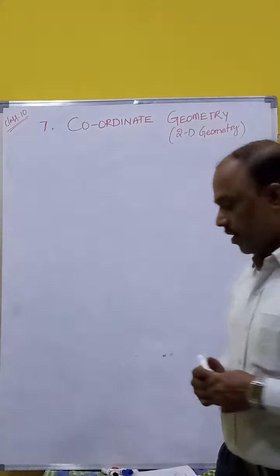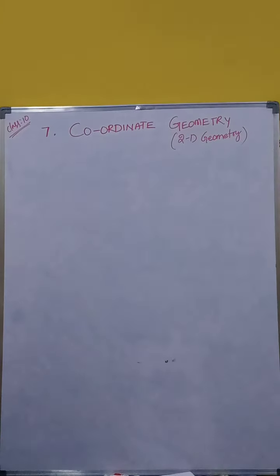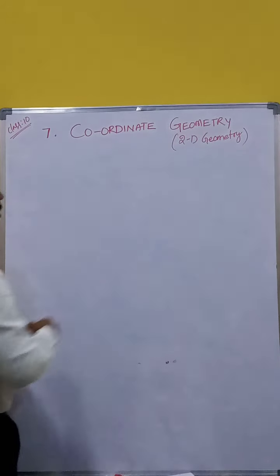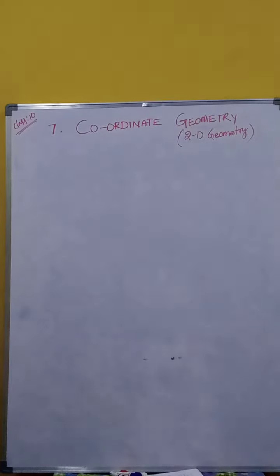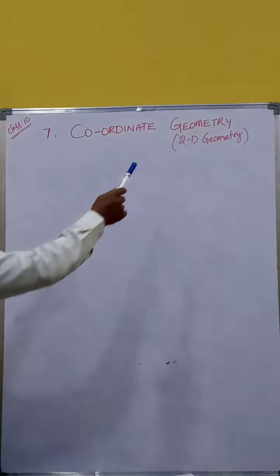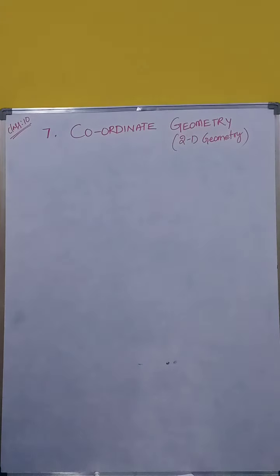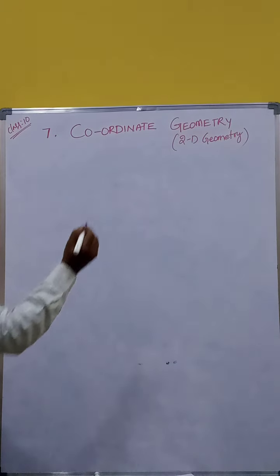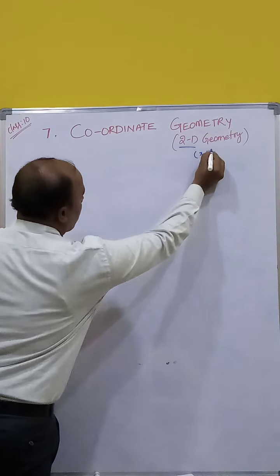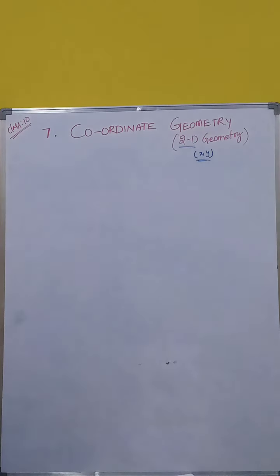Students, we are going to learn a new chapter, that is coordinate geometry, the 7th chapter. Coordinate geometry is also called 2D geometry, that is two-dimensional geometry. We know two dimensions is nothing but x comma y, that is an ordered pair. We learned the ordered pair in class 9.